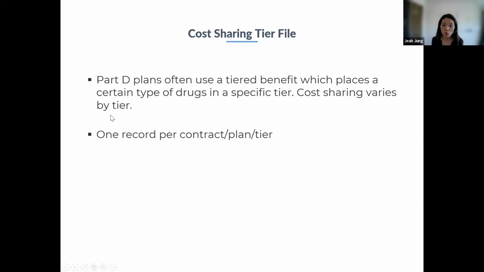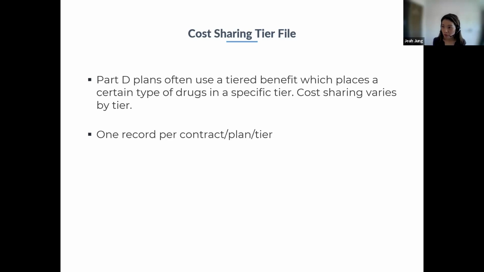So for example, in tier 1, we identified really preferred generic drugs. I really want to steer our enrollees to use more of these preferred generic drugs. They put all those drugs that they want their enrollees to take in tier 1, and then they charge a really low copayment, let's say zero copayment, or a $5 copayment. And then they create a second tier, tier 2. They might place generic drugs that are not necessarily preferred, and the copayment is a little bit higher.